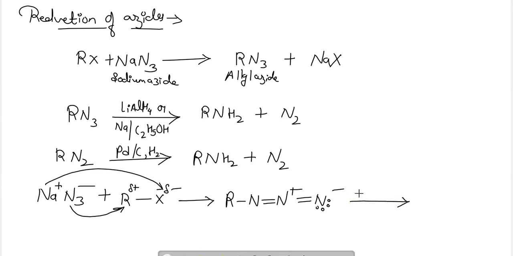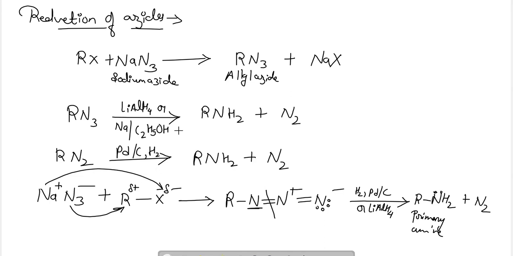Then further, on reduction with either palladinated charcoal or lithium aluminium hydride, the R will get attached to two hydrogens and nitrogen. Okay, here this nitrogen will get attached to two hydrogens and this bond will break up and the formation of nitrogen gas will take place. Okay, and the formation of amine, that is primary amine, will take place here.